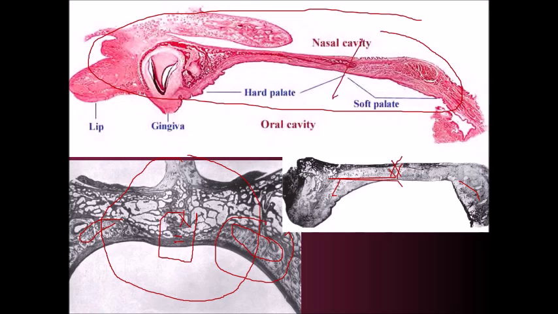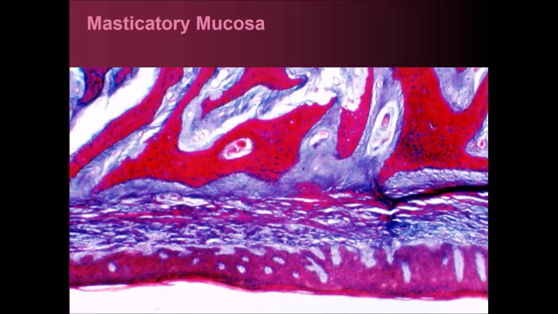The hard palate and the soft palate. Masticatory mucosa, as we said earlier, we have 2 areas, keratinized epithelium, gingiva, and hard palate. How to differentiate whether the section in front of me is for a gingiva or for a hard palate?